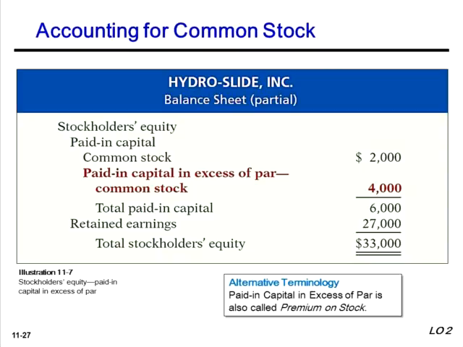And now once again we have another illustration of the stockholders' equity section of the balance sheet. So we're building on this. So now we have under paid-in capital, common stock, and then paid-in capital in excess of par.